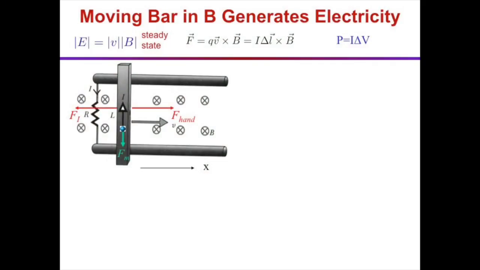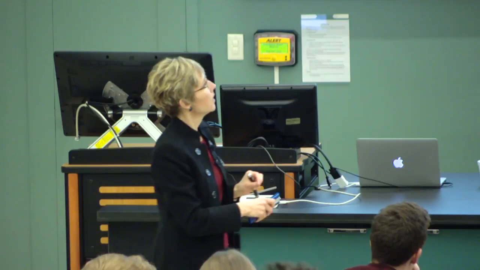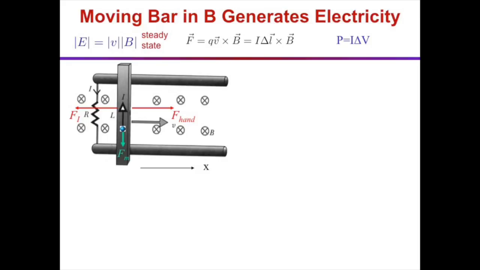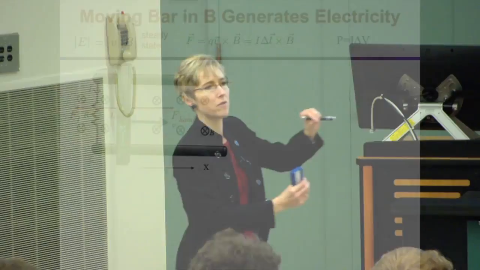So now I've got the same situation. I've got a bar in a magnetic field that's going into the board. We're going to move the bar along again at constant velocity. But this time, I've got the bar on rails. So it's electrically connected to conductors above and below, and then there's a resistor that's connecting those bars. So I make a complete circuit here. But the path of current is going to change as I move the bar, right? And everything's metal except for the resistor.